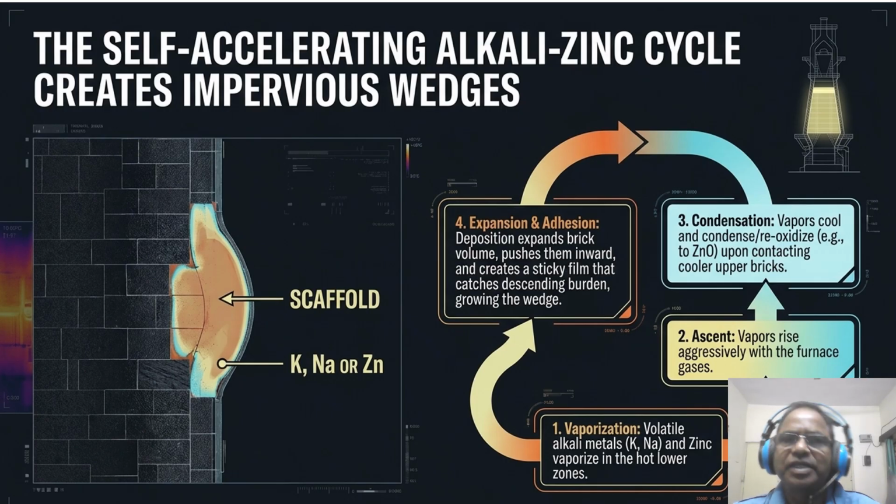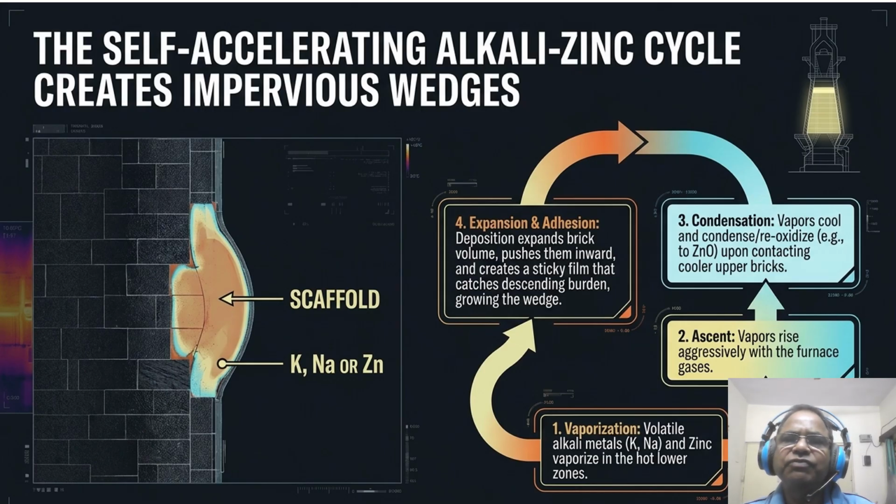Let us look at step 2, in which this vapor rises aggressively with the furnace gases. As far as step 3 is concerned, they hit the cooler upper brick and condense or reoxidize. And as far as step 4 is concerned, this deposition expands the brick volume, literally pushing the brick inward and creating a sticky film that catches descending burden. This wedge grows until it physically blocks the descent of the ore.